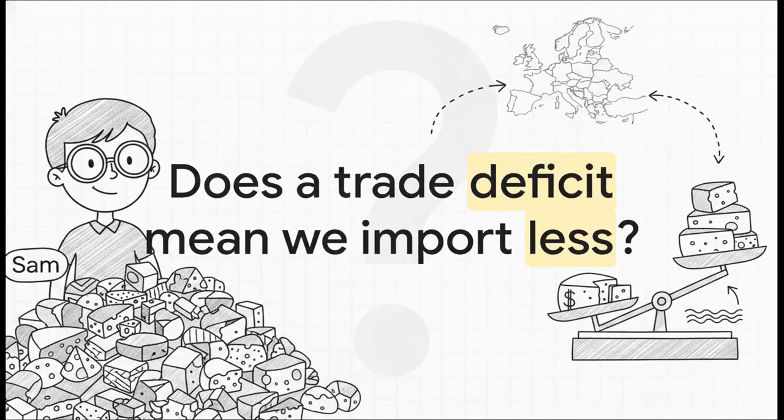Let's bring in Sam the student. Now, Sam has an absolute, uncontrollable obsession with imported European cheese. He buys absolute mountains of the stuff, which contributes to the U.S. running a trade deficit in the current account.